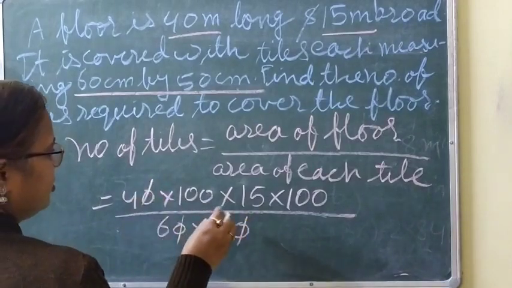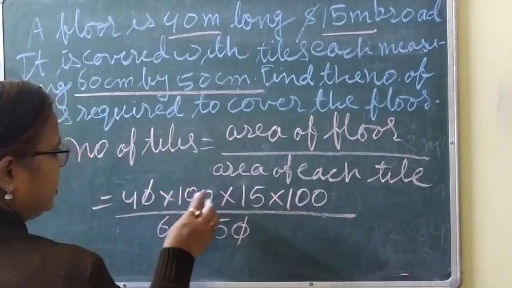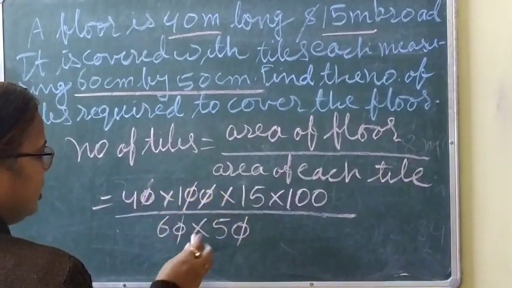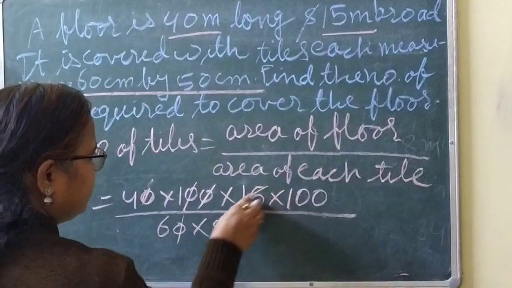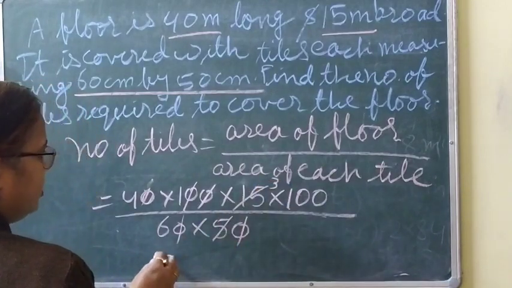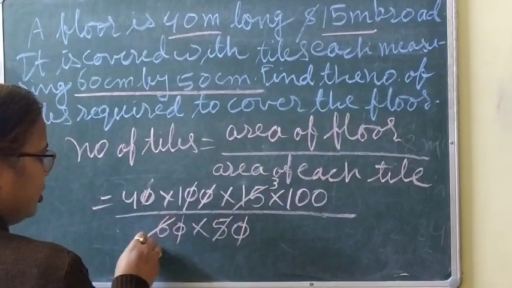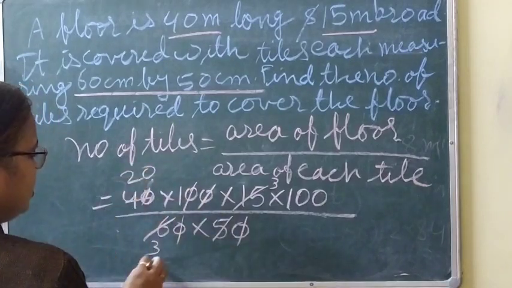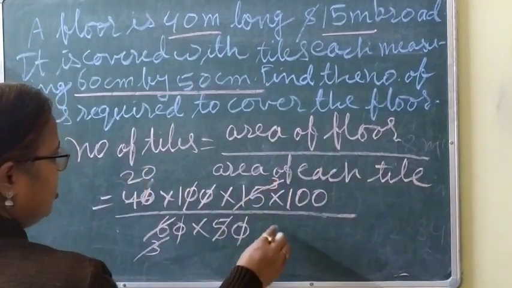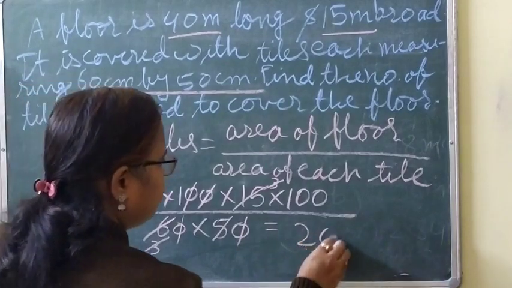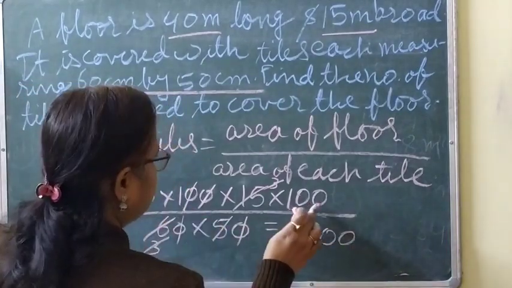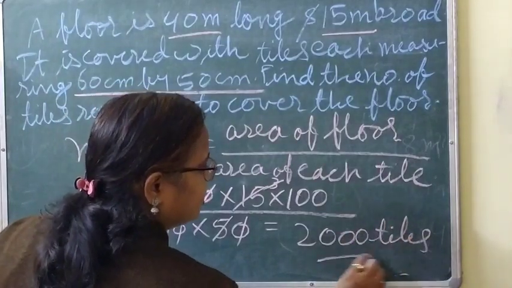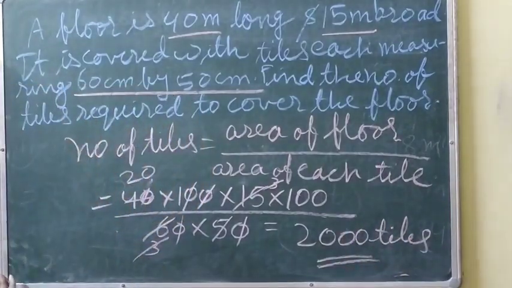Remove this 0. Then 5 3s are 15, and 2 3s are 6, and 2 0s. Then 3 and 3 cancel. So what we have is 2000. So 2000 tiles. This is the answer. Clear?